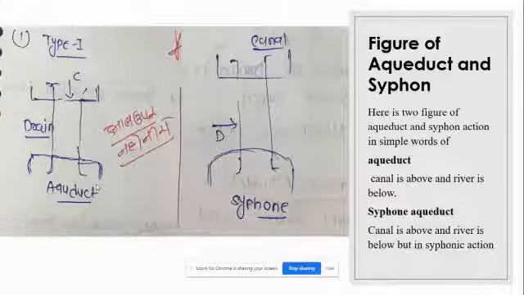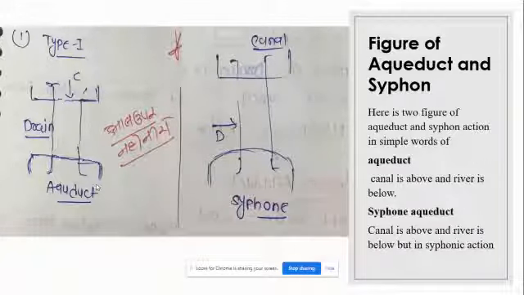Here you saw aqueduct and siphon aqueduct. The simple meaning of aqueduct is that the canal is above and the river is below. That means the canal is above and the drain is below.